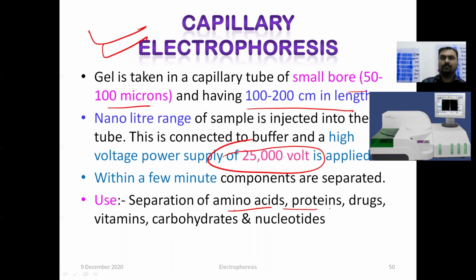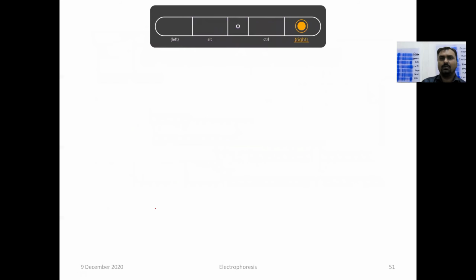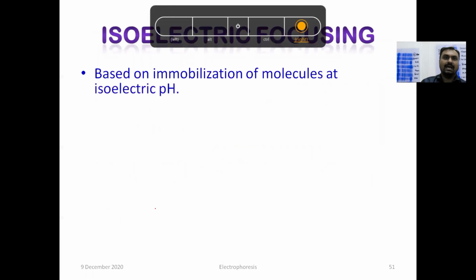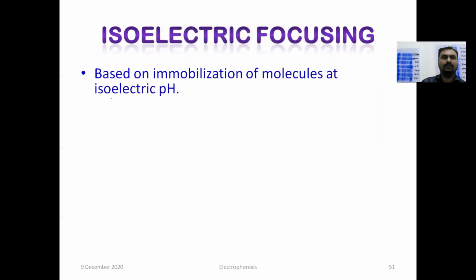It is used for the separation of amino acids, proteins, drugs, vitamins, carbohydrates, and nucleotides. The only disadvantage is that it is costly. Then isoelectric focusing, it is based on the isoelectric pH.